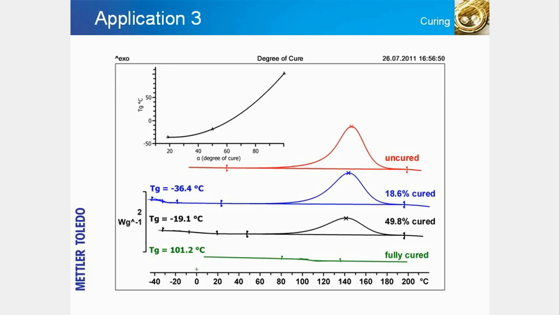If the reaction enthalpy of the uncured material is known, the degree of conversion before the measurement can be calculated from the enthalpy of the post-curing reaction. The conversion is directly related to the degree of cure, which is shown on the right-hand side of the diagram. The upper inserted diagram shows the relationship between glass transition temperature, Tg, and the reaction conversion or degree of cure, alpha, determined from the DSC measurements.